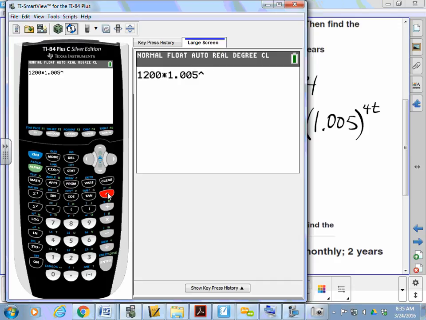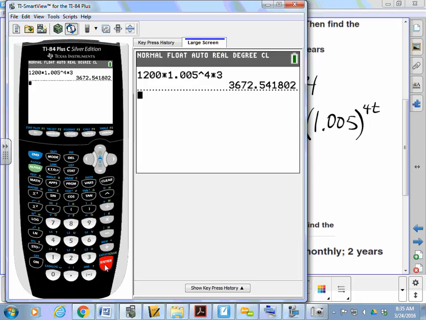Notice when I put raised to the power, it just puts a caret there. Okay? So if I do 4 times 3, that is definitely not what you just got, is it? What do we have? About a third of that, didn't we?